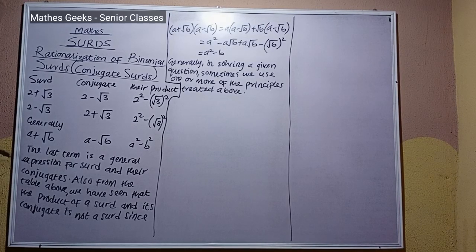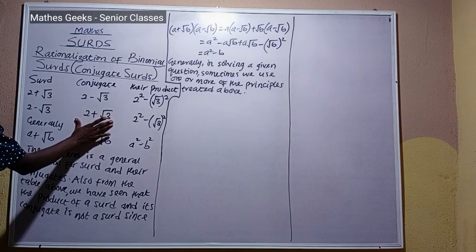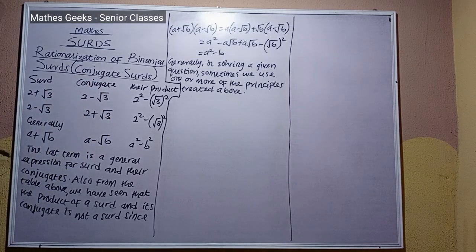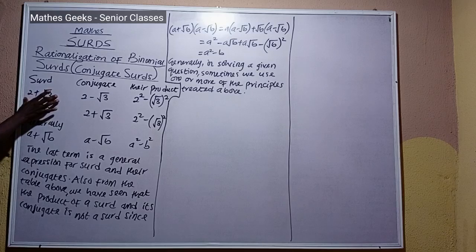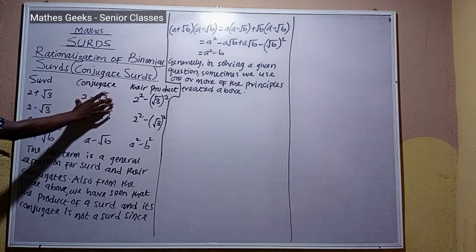Rationalization of binomial surds, conjugate surds. So this is a table that just has an illustration inside it. We have the surd, we have the conjugate, and then we have their product. So this is the surd. The conjugate of the surd is this.